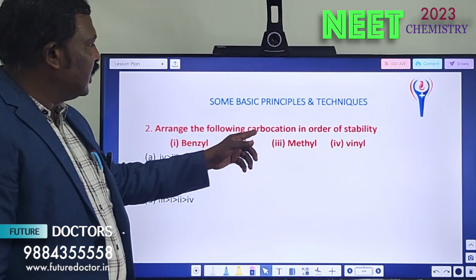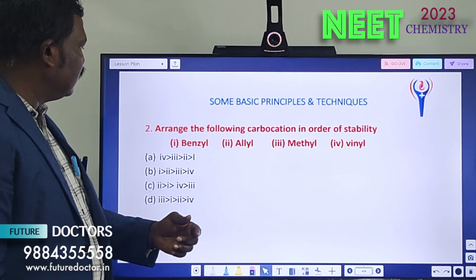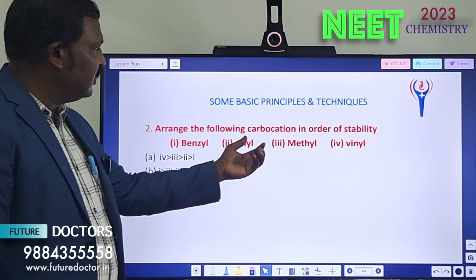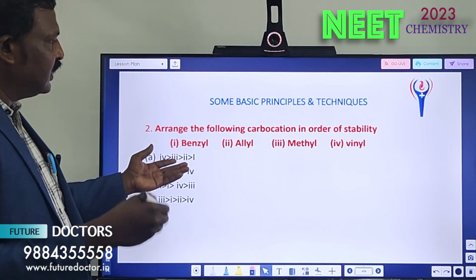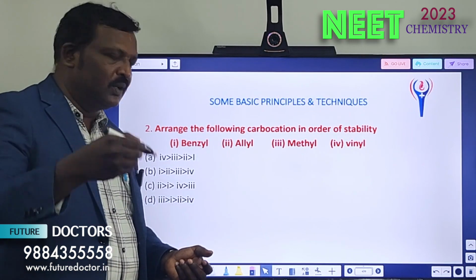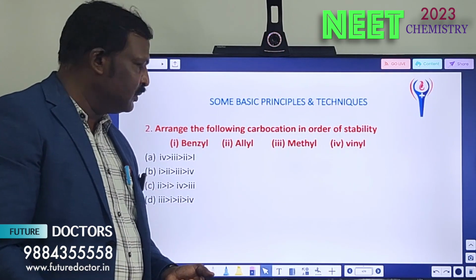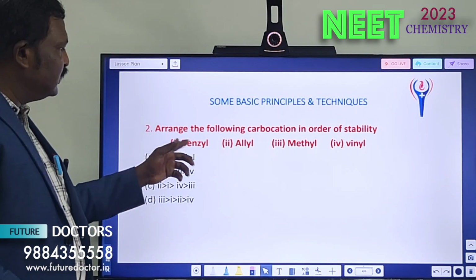Arrange the following carbocations in order of stability. Which one is more stable? You have to find out. Benzyl, allyl, methyl, vinyl. Here, mostly the stability is based on resonance. Whichever gives more resonance structures will be more stable. So the arrangement is given, and you have to find out which is more stable.